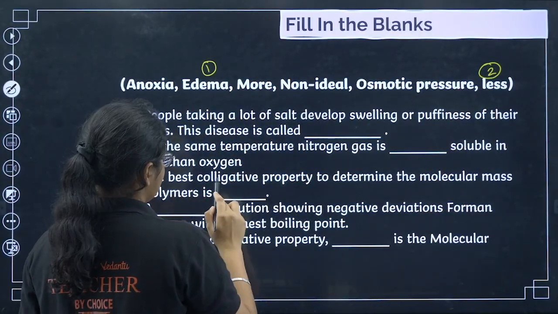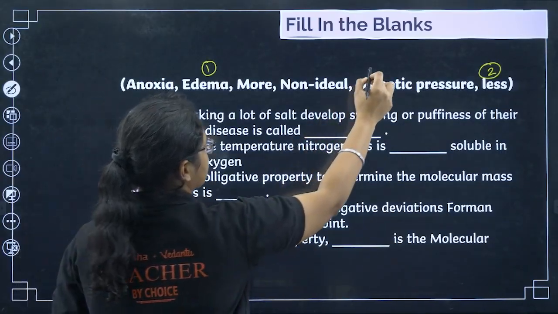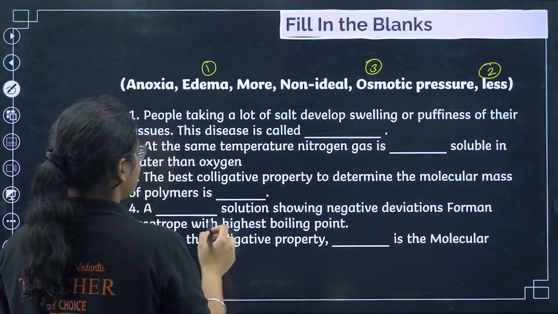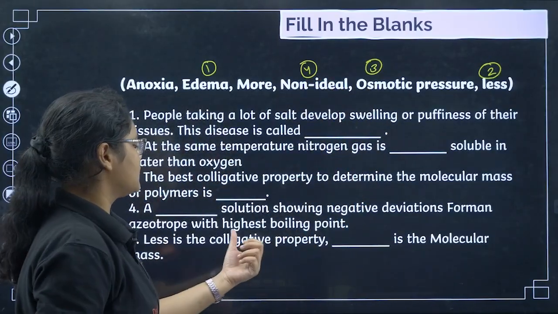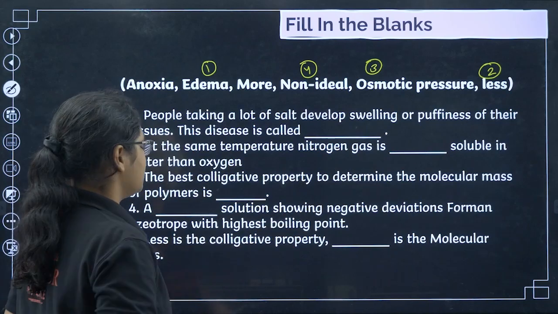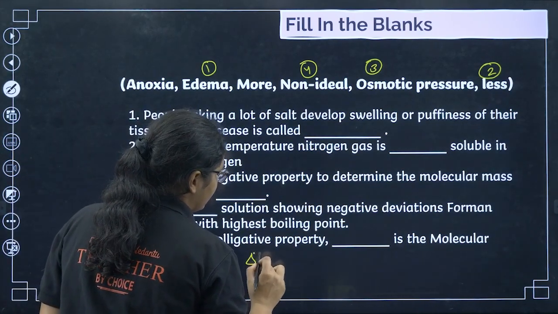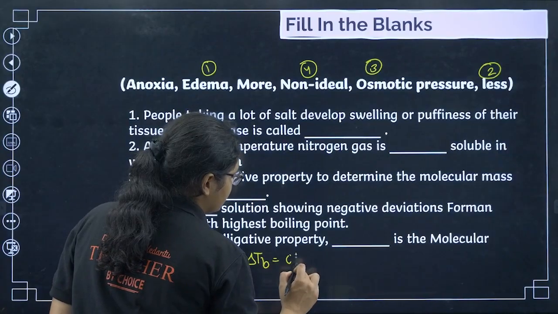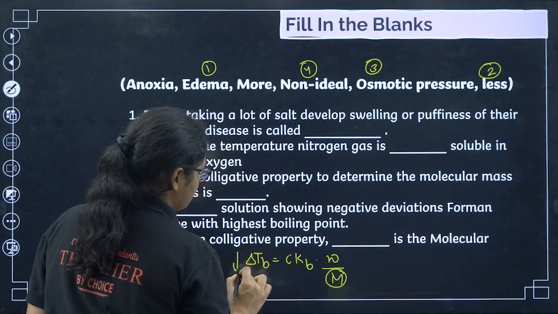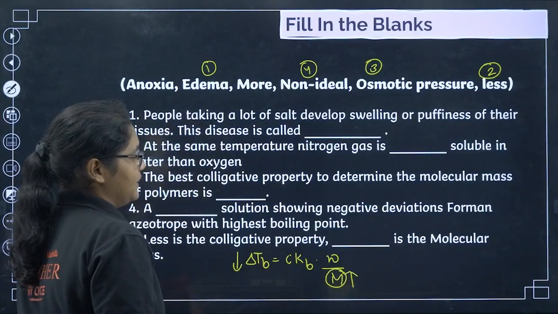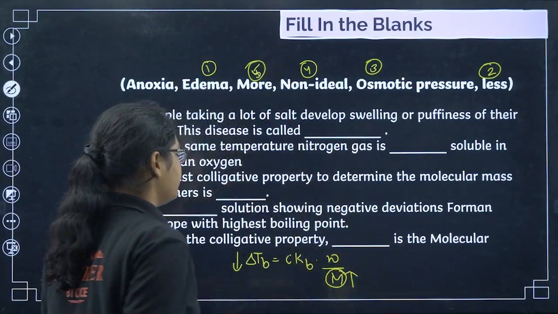The best colligative property to determine the molecular mass of polymers is definitely osmotic pressure. A non-ideal solution showing negative deviation, then less is the colligative property, more will be the molecular mass. Now you can see here for every colligative property, for example, delta Tb is equal to i into Kb into given mass by molar mass, right? So if this one is less, this one will definitely be more. So this is more. Clear?